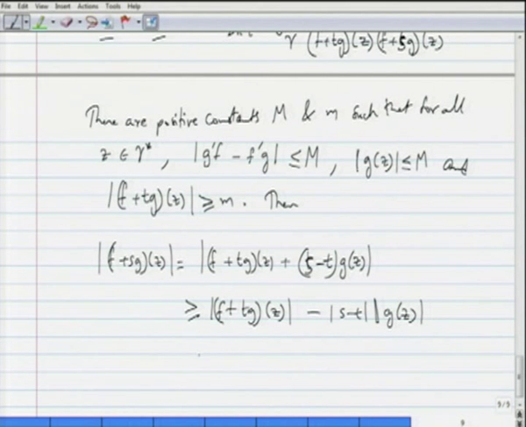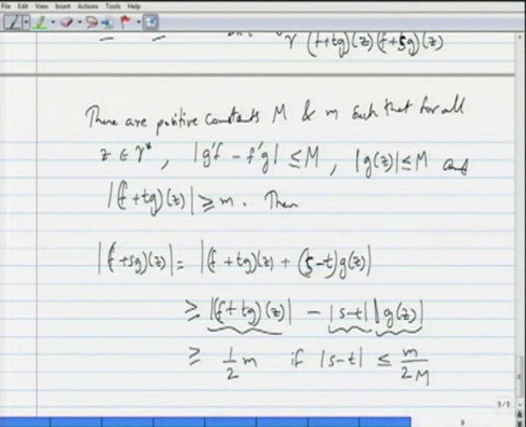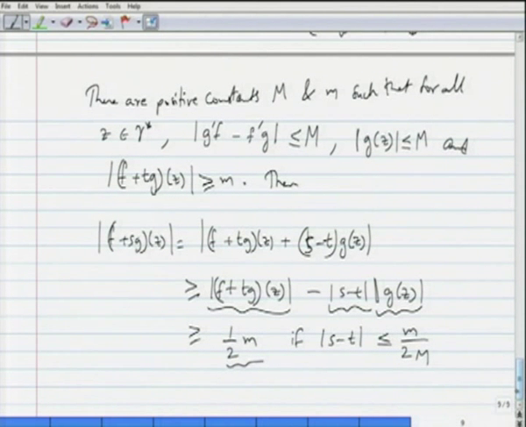Okay. And this is greater than or equal to half times little m if the modulus of s minus t is chosen to be less than or equal to m by 2 capital M. If the modulus of s minus t is less than or equal to m by 2 M, then this times g of z in modulus is less than or equal to m by 2. So, when we subtract m by 2 from something which is at least m, we have something which is at least half m. Okay. So, that is easy to see.